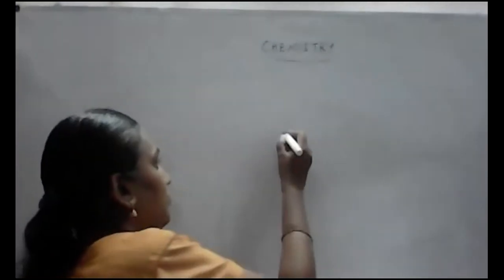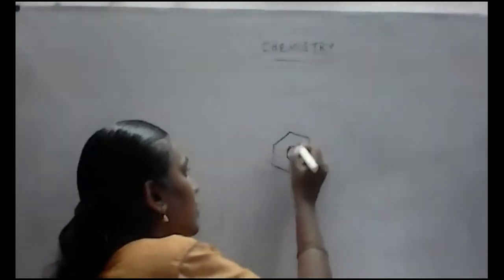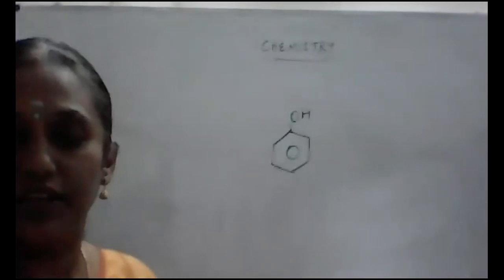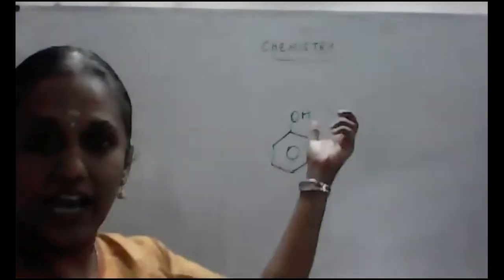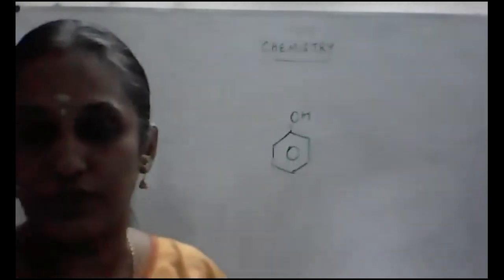Phenols go like this. In a benzene ring, when an OH group is directly attached, when a hydroxy group is directly attached, then such compounds are going to be called by the name phenols.